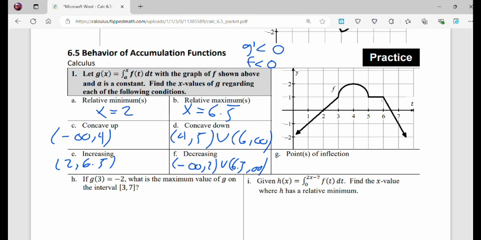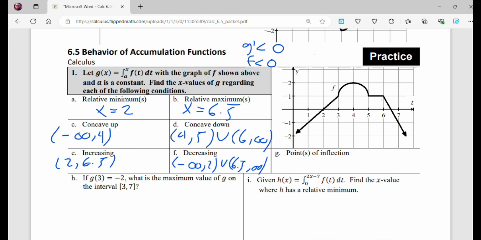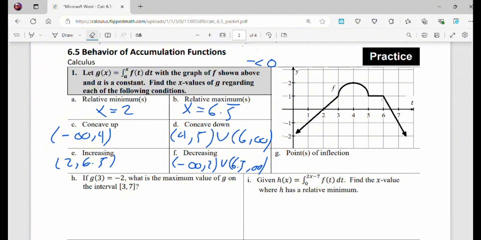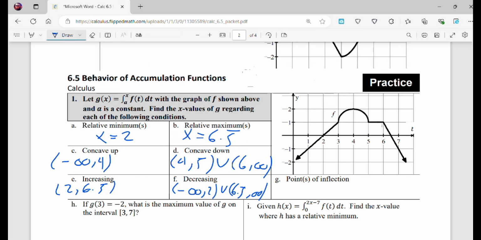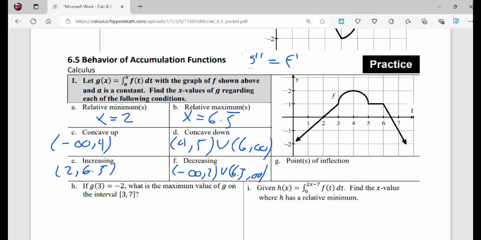All right. Point of inflection. A point of inflection occurs when a function's second derivative changes signs. So when does g double prime change signs? Well, we know that g double prime equals f prime. So when does f prime change signs? Or in other words, when does the slope go from positive to negative or negative to positive?